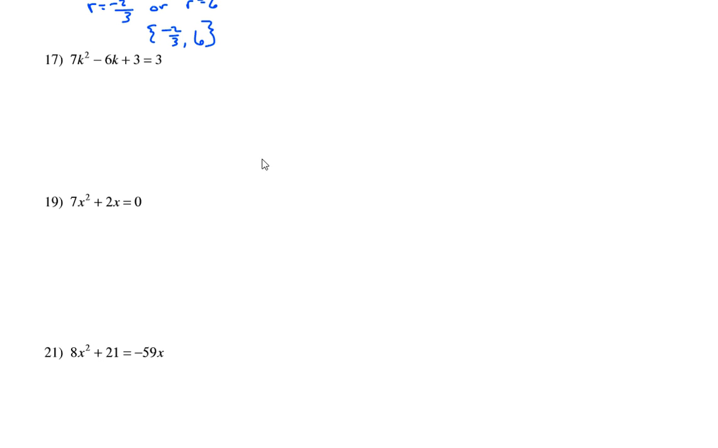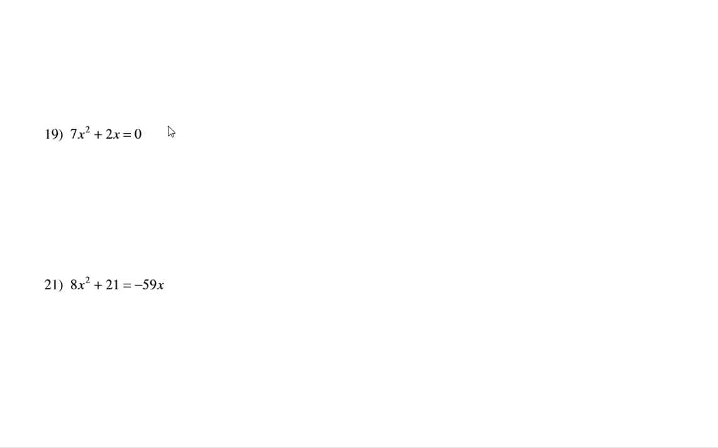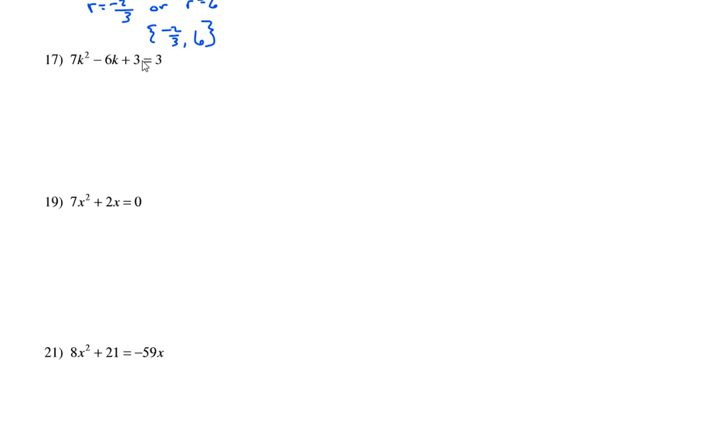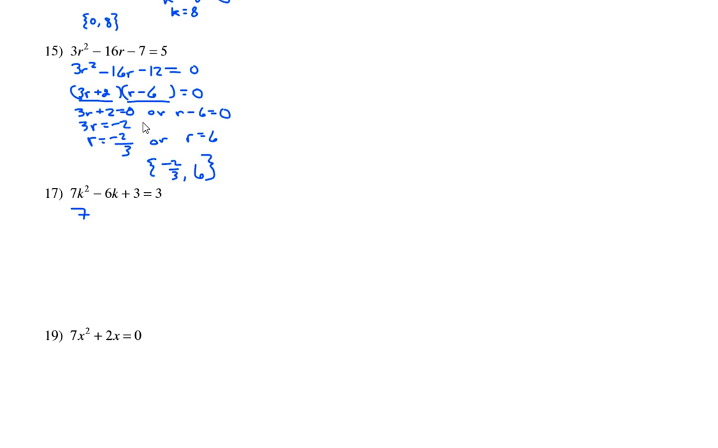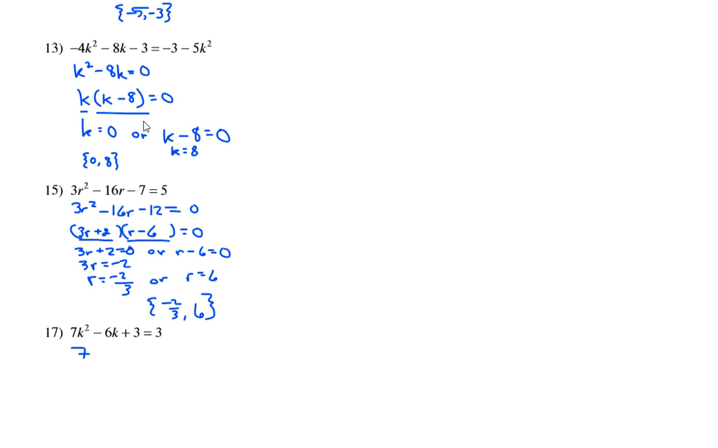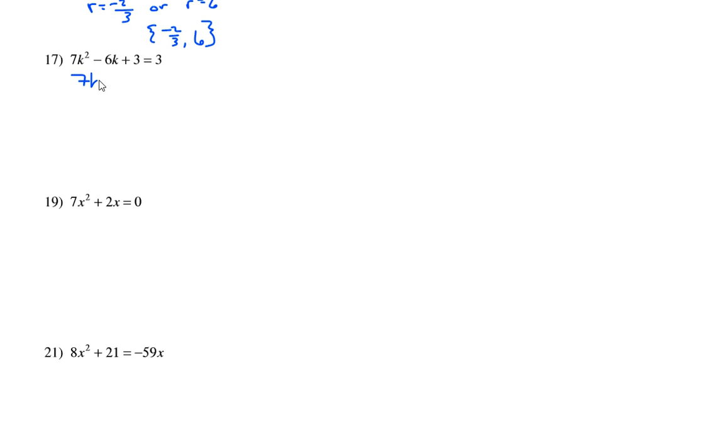Number 17, on this one, you need to subtract 3 from both sides, and just like what happened on number 13, when you subtract 3 from both sides, it will cancel out the 3 on both of the sides. So we get 7k squared minus 6k equals 0. So factor out your greatest common factor, which again is just k. What's left is 7k minus 6, because again, k times 7k is 7k squared. We have a minus, and then k times 6 is 6k, and that equals 0.